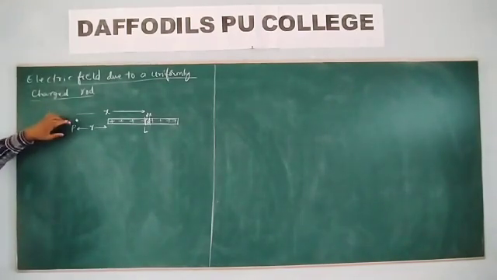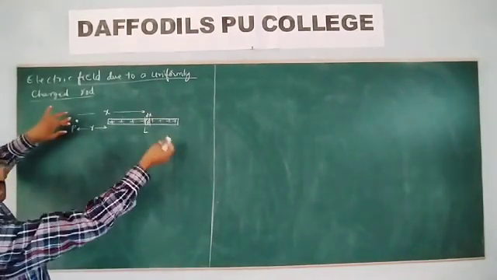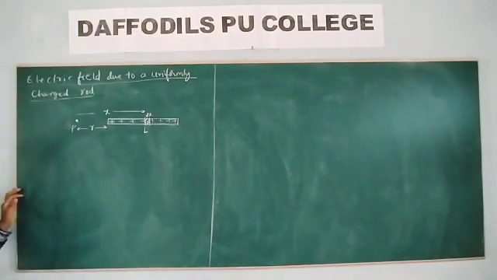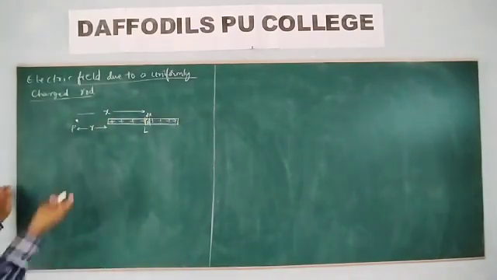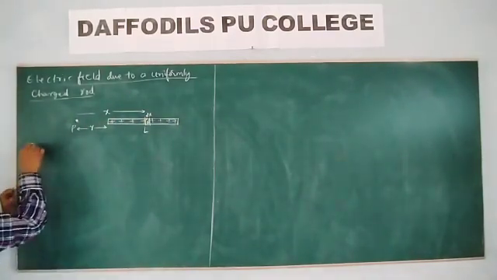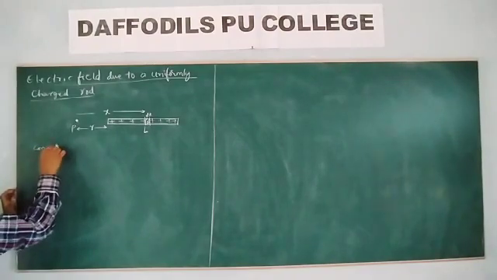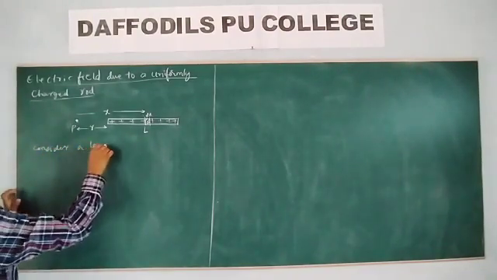And thereafter, for the entire length of the rod, by taking integration, or by summation of those small contributions, we will get the resulting electric field at this point due to this entire rod. Let me finish. So consider the length of the rod.